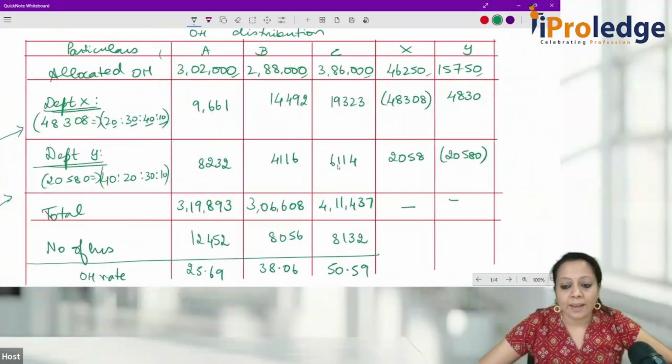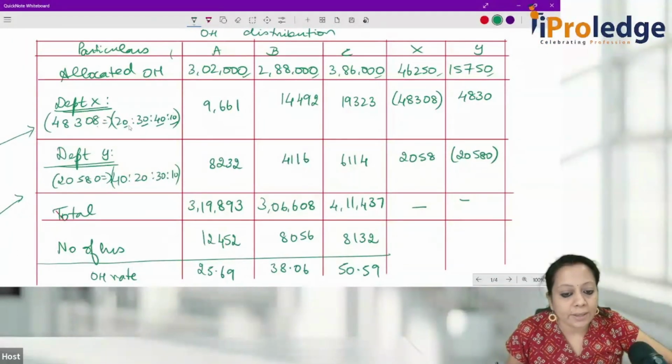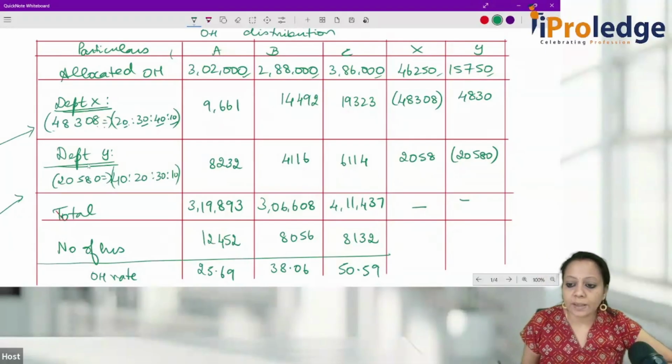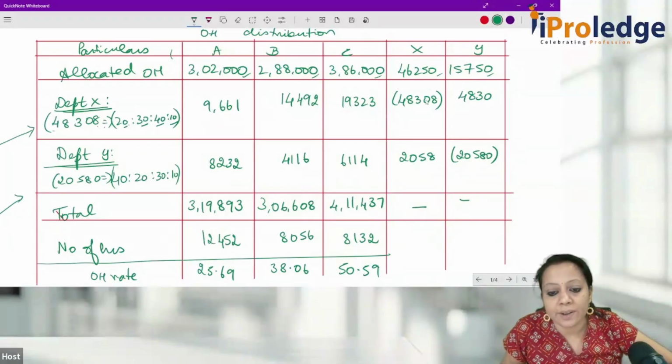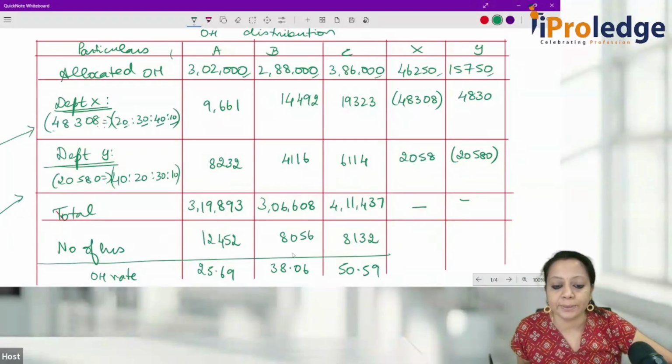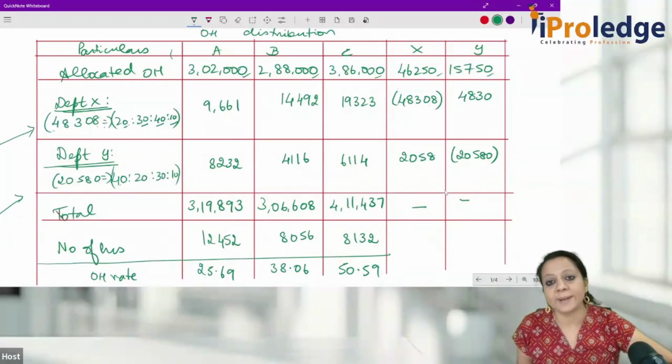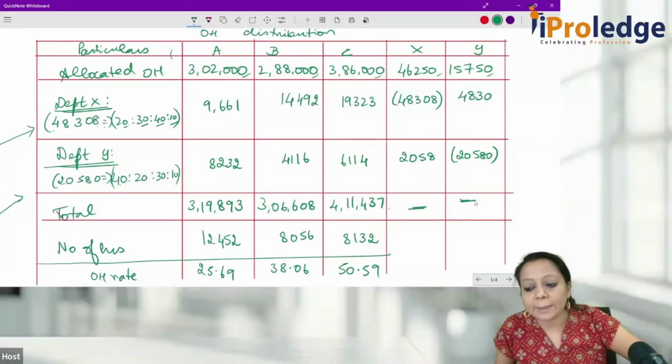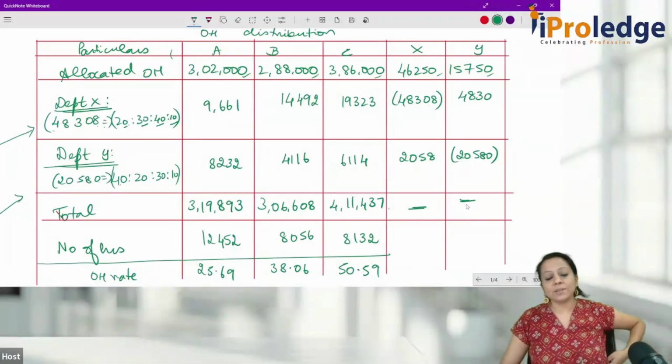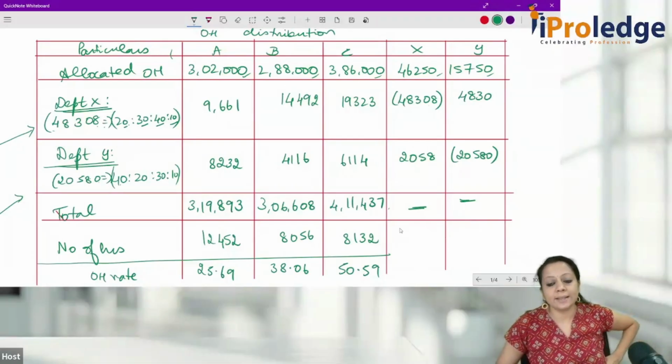Okay. So then we will distribute 48,308 into 20%, 48,308 into 30%, and so on. Okay. So why I have written negative 48,308 for X? Because it is X department's own cost. That is why. So then 2580, that also 2580 into 40% and so on we have done. So 2580 will be written as negative in department Y because it is Y department's own cost. So then we have done the total. When you do like this, you will get nil in department X and department Y. That means you have your simultaneous equation and your answers are correct.